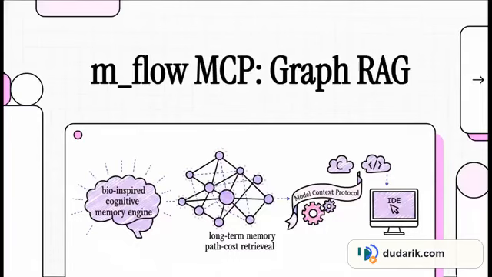I'm absolutely thrilled you're here today because we're looking at something that honestly fundamentally changes how we think about AI context management. If you build with AI, you already know that managing an agent's long-term memory is basically one of the hardest challenges out there.